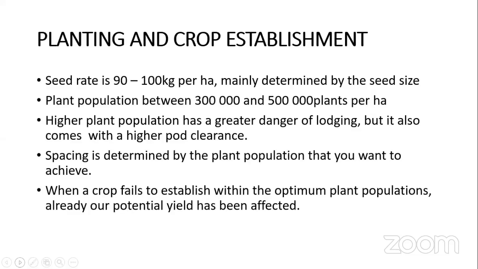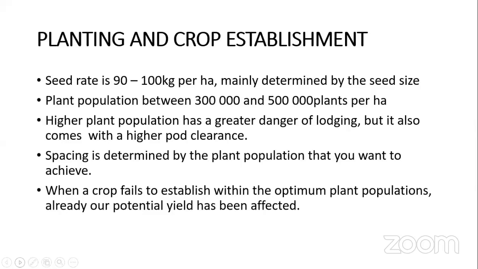But then there has to be a balance in terms of the populations that are put vis-a-vis the issue of lodging. Because if you put a higher plant population up to 550,000, you might as well experience the danger of lodging. But it's very important for a farmer at least to come up with a moderate plant population, which is within the allowable population that is between 300 and 500,000, so that at least you make sure the plants can actually grow taller and emerge with a higher pod clearance.